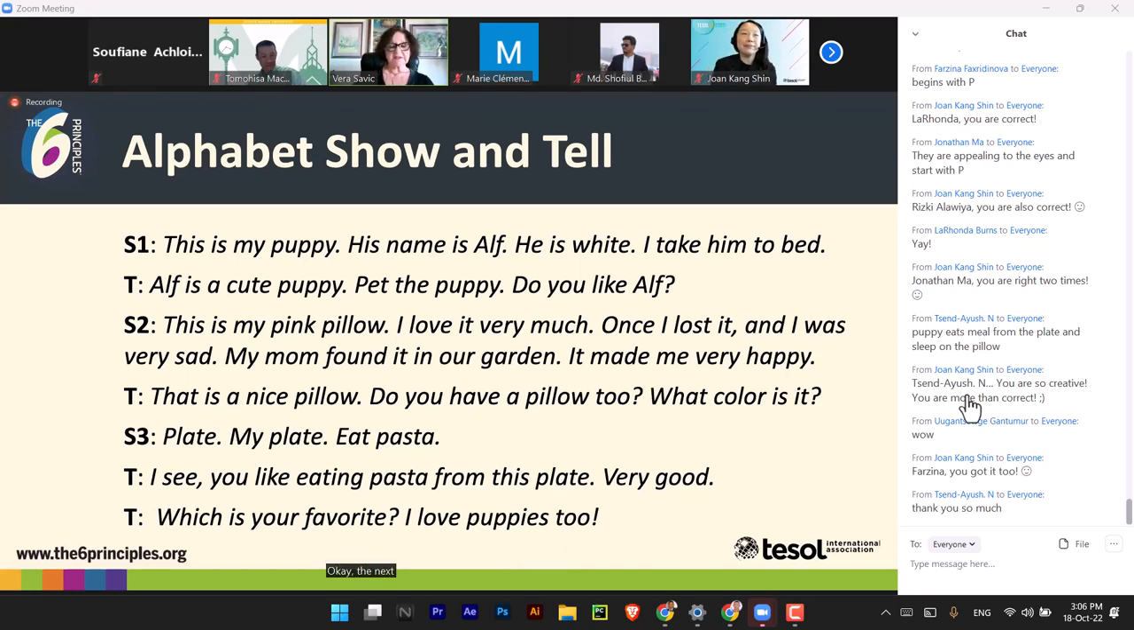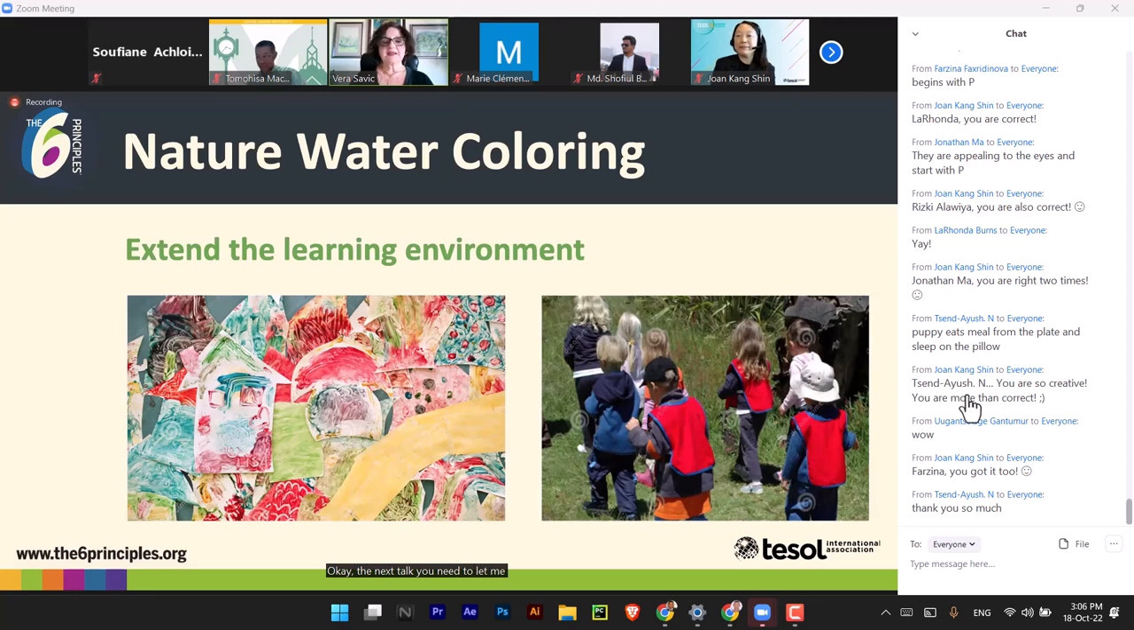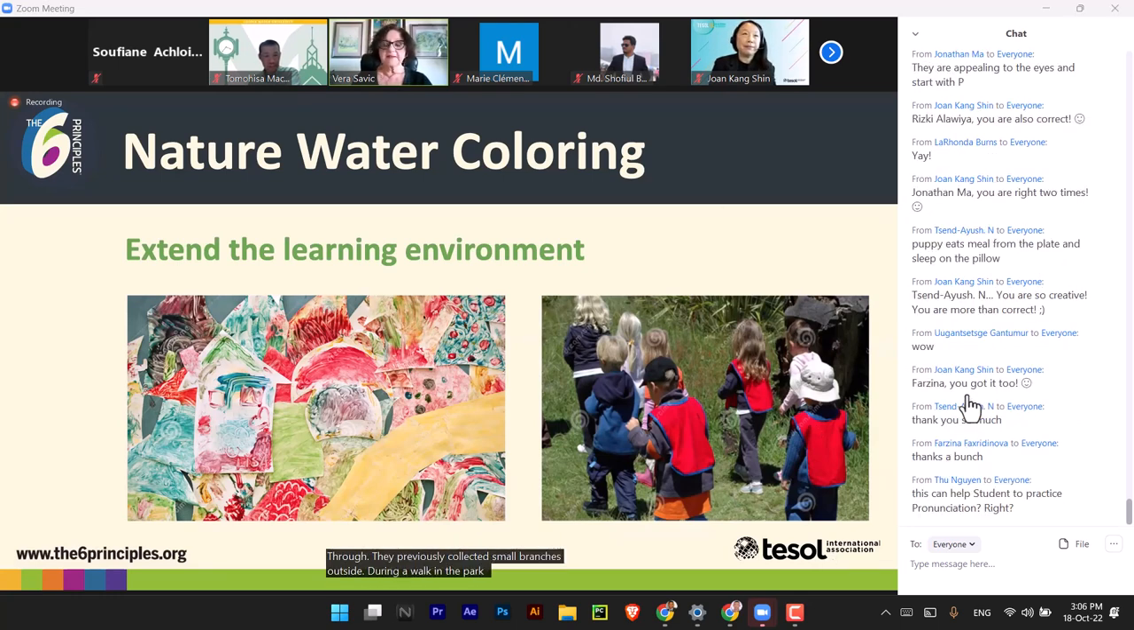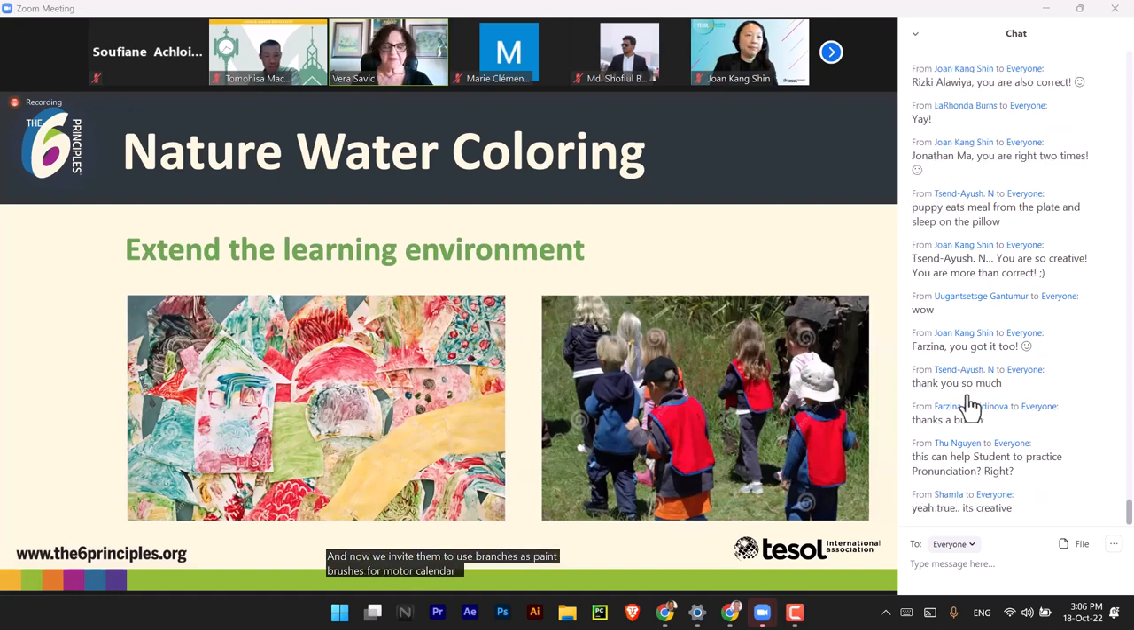Okay, the next activity. Please, the next slide. Thank you. Is nature watercoloring, and this one has been developed by Dian, the teacher who works with 1 to 3 year olds. What happens in this activity is that Dian leads her group into the arts and crafts room. They previously collected small branches outside during a walk in the park, and now Dian invites them to use branches as paint brushes for watercoloring activity.